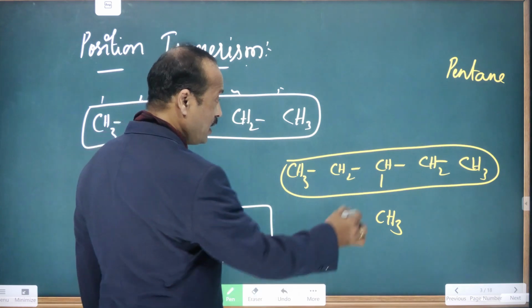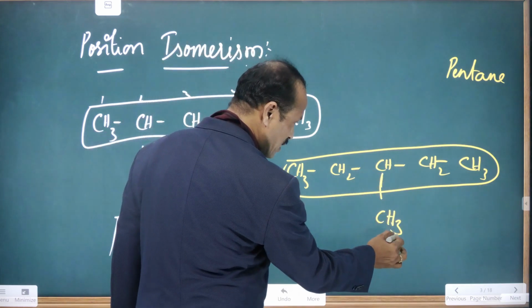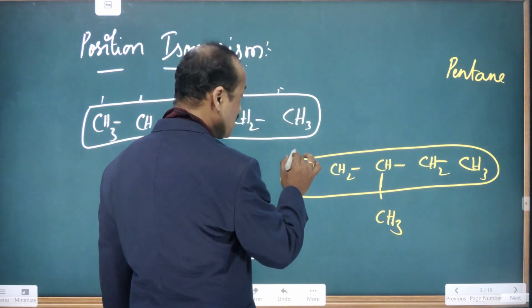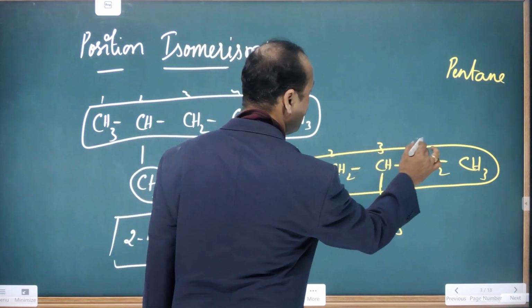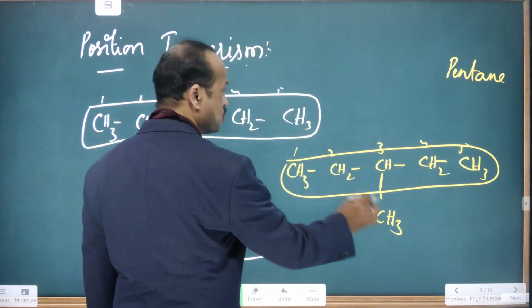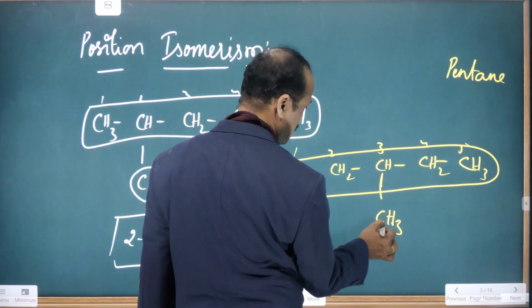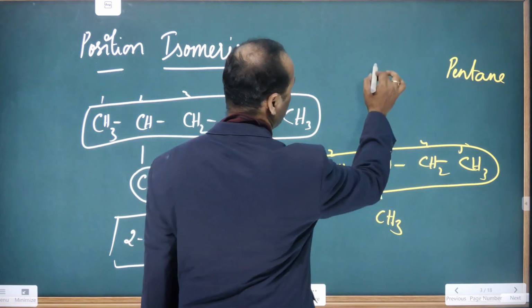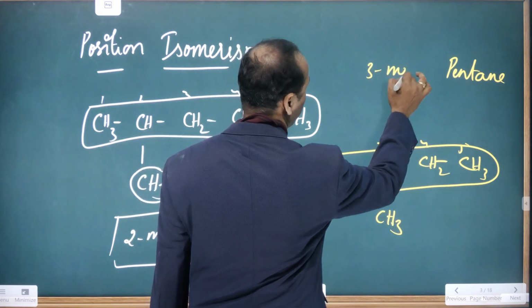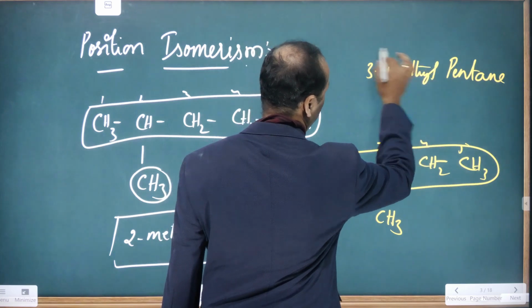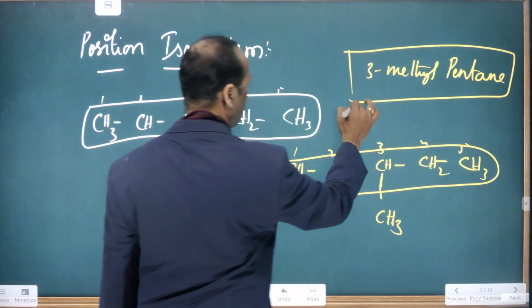But to this pentane, there is one methyl group here. But to which carbon is it attached? 1, 2, 3, 4, 5, right? So this methyl group is attached to the third carbon. So I'll write 3-methyl pentane. This is the name of this one.